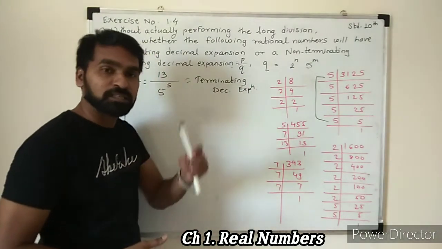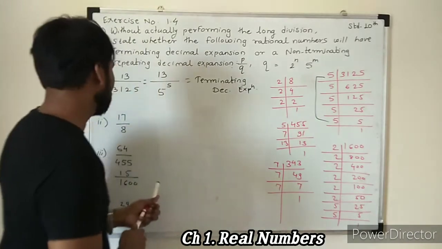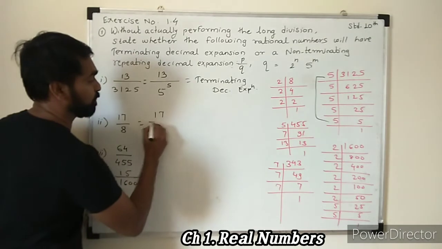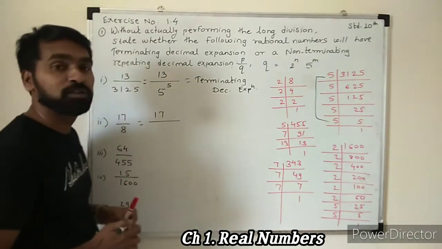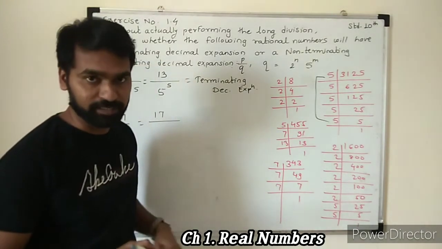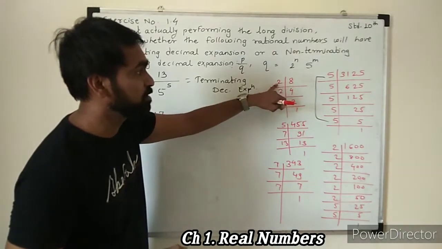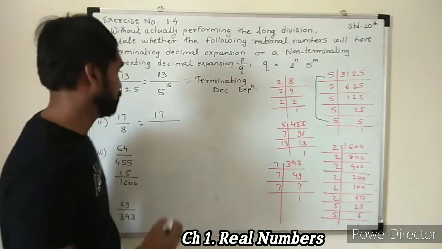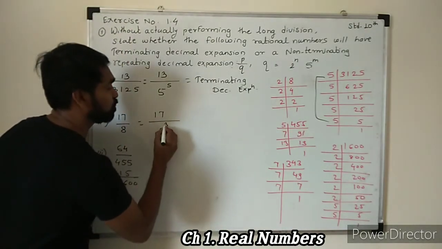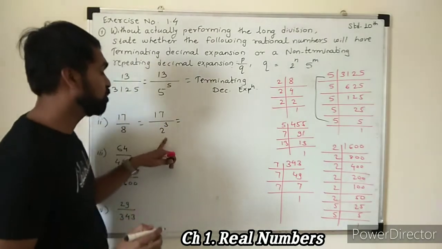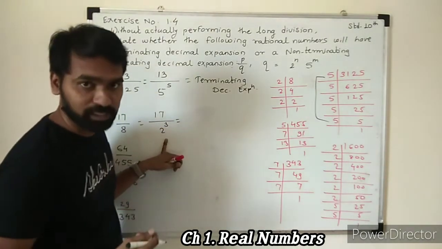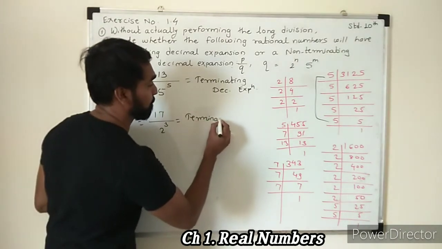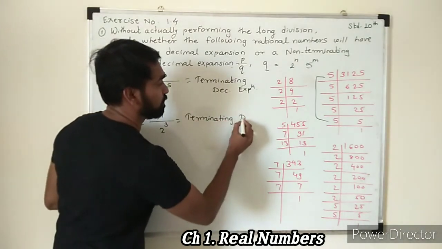Okay, understood? Now see the second example: 17 upon 8. 17 is a prime number, and 8. You have to find first the factors of 8. See here the factors of 8: 2, 2, 2. How many 2s are there? Three times 2, right? That is 2 raised to 3. That is in the form of 2 raised to n. So here also it is a terminating decimal expansion.